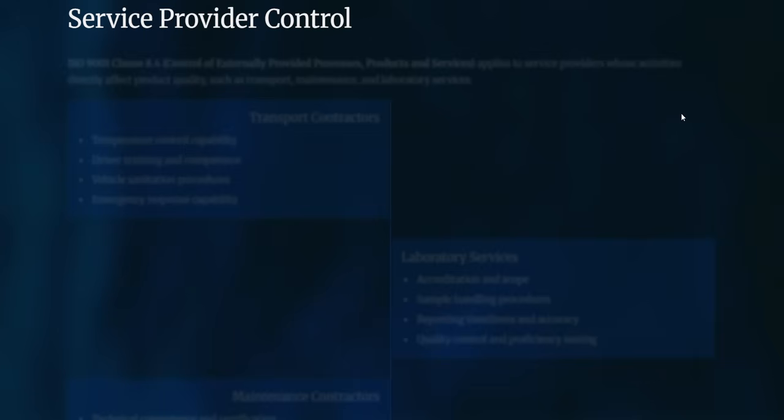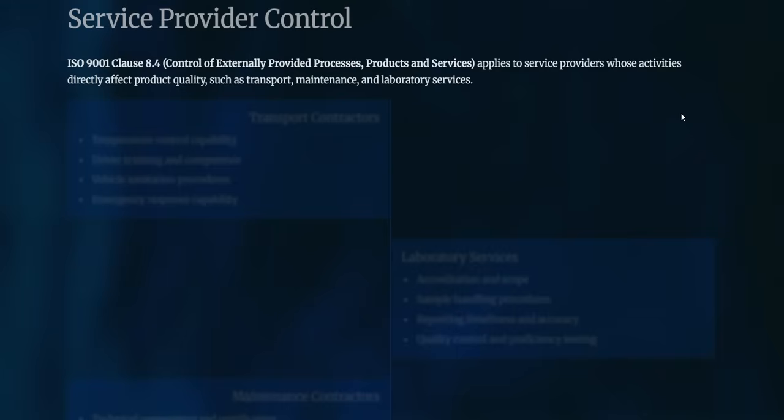Now, for the service providers, let's see the control measures. Let's effectively implement that. First, according to ISO 9001 Clause 8.4, control of externally provided processes, products, and services applies to service providers whose activities directly affect product quality, such as transport, maintenance, and laboratory services.